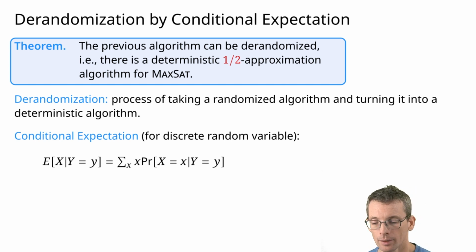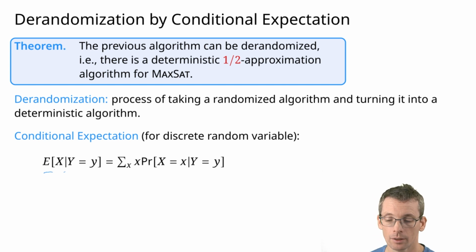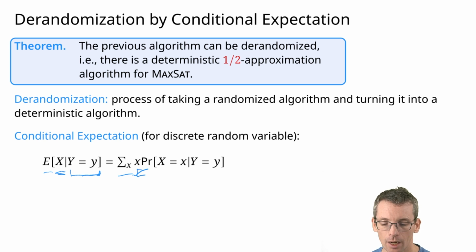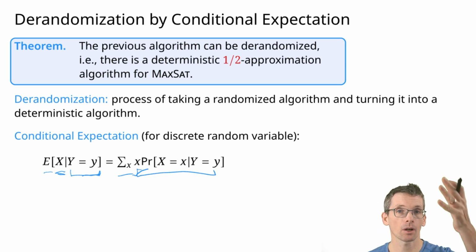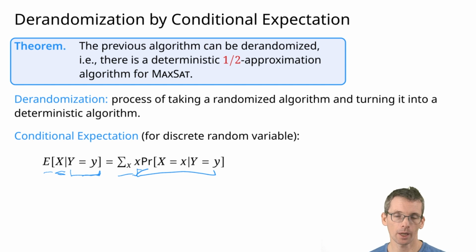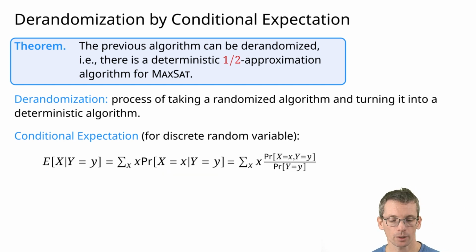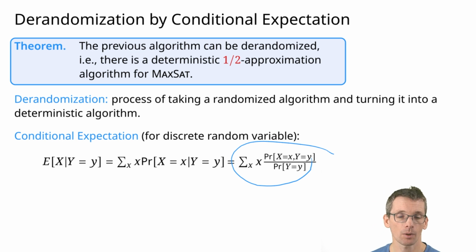So the expected value of X conditioned on Y equals small y is simply, like a normal expected value, the sum over all x of x times the probability that X is x, but now conditioned on Y being y. So now I have conditional probabilities. Those I can write in the following form: the sum over x of x times the probability that X is x and Y is y, divided by the probability that Y is y.